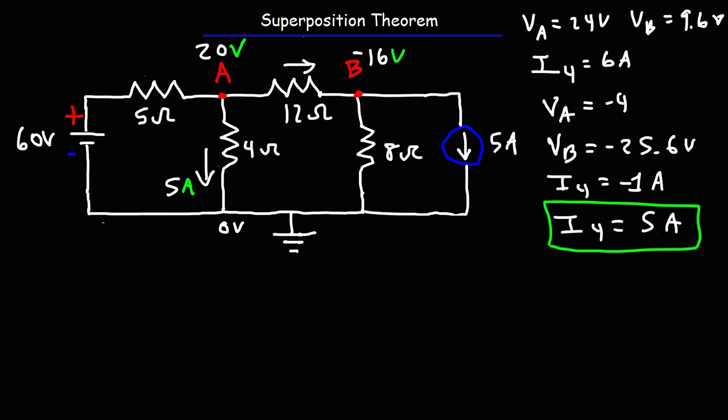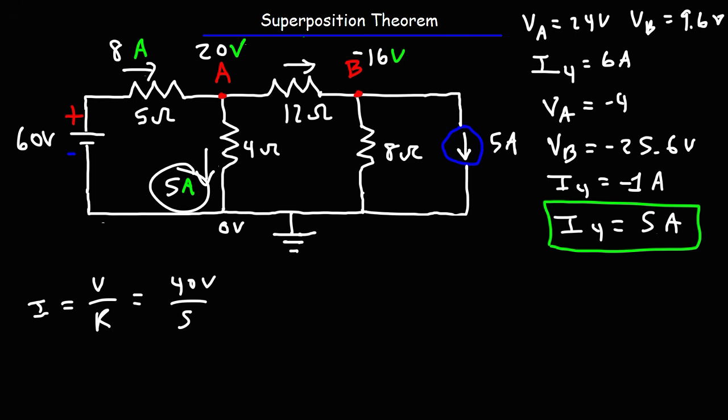Now let's go ahead and calculate the currents flowing through the other resistors. For the 5 ohm resistor, the current is going to be the voltage across it divided by the resistance. So the voltage across the 5 ohm resistor is going to be 60 minus 20. So there's 40 volts across it divided by 5. That means that we have a current of 8 amps flowing through it. Now out of those 8 amps, 5 amps went down to the ground. That means the other 3 amps is flowing through the 12 ohm resistor.